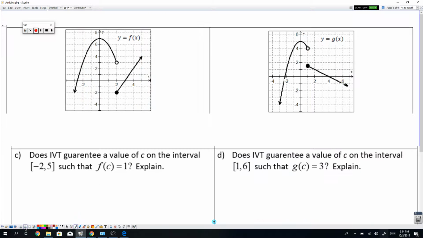All right? So now it says, does IVT guarantee? So one thing we have to fix here is that guarantee is spelled wrong. Miss Wise is not so bright, she can't spell. Guarantee.